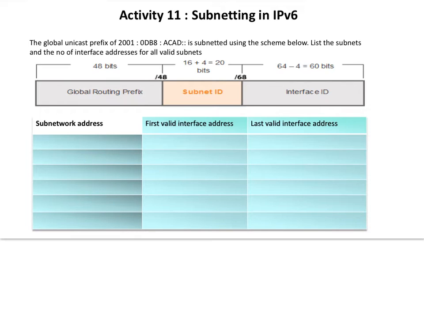Okay? And then this first interface address is by setting the interface ID to 1, and this is to set it to all F's. So in terms of method, it's the same like IPv4. Exactly. Here we're just dealing with hexadecimal as opposed to decimal. And here we can put all F's to represent the last interface address, because it's not a broadcast address.